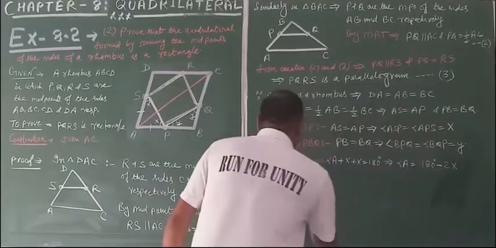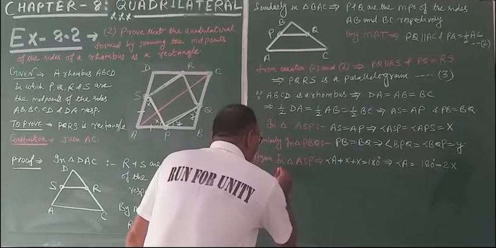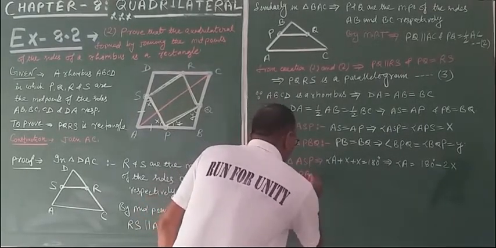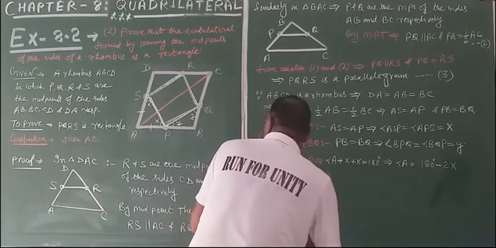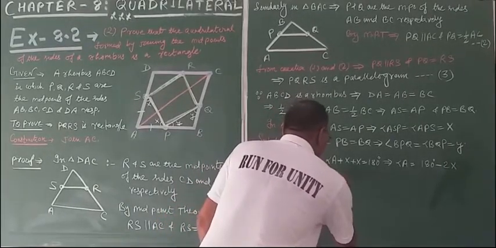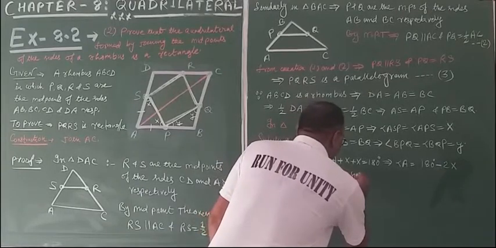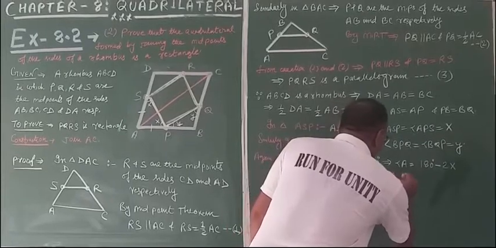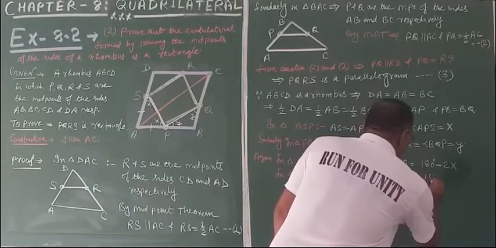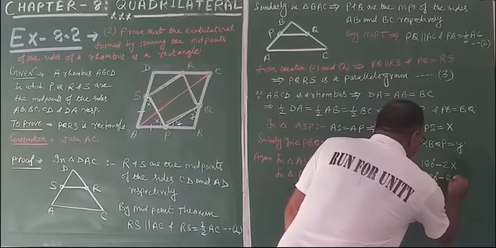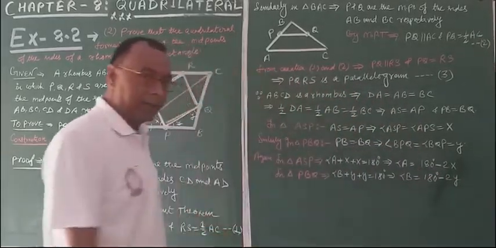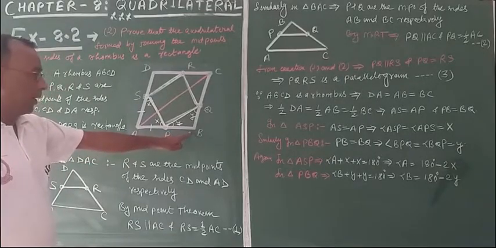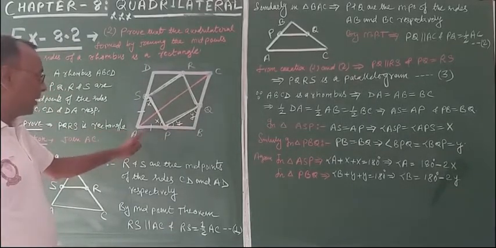Similarly, in triangle PBQ, angle B plus y plus y will be 180. Therefore, angle B is also 180 degrees minus 2y. Is it okay? This angle is 180 minus 2y and the other is 180 minus 2x.